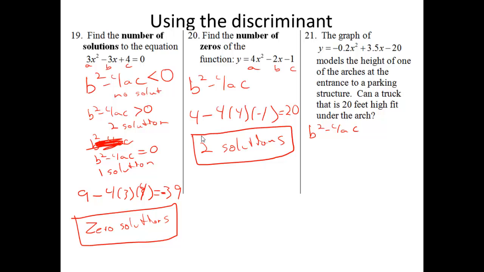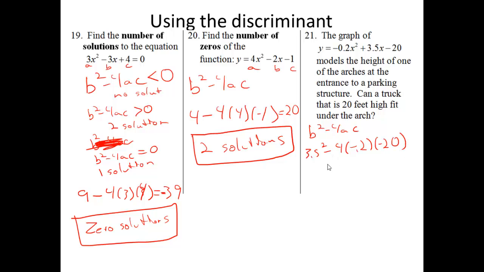So here we want to see the graph of y equals a negative 0.2x squared plus 3.5x minus 20 miles, the height of one of the arches at the entrance to a park structure. Can a truck that is 20 feet high fit under the arch? So we can go at this a couple different ways. One is we can plug this into our discriminant, and so we have 3.5 squared minus 4 times a negative 0.2 times a negative 20.